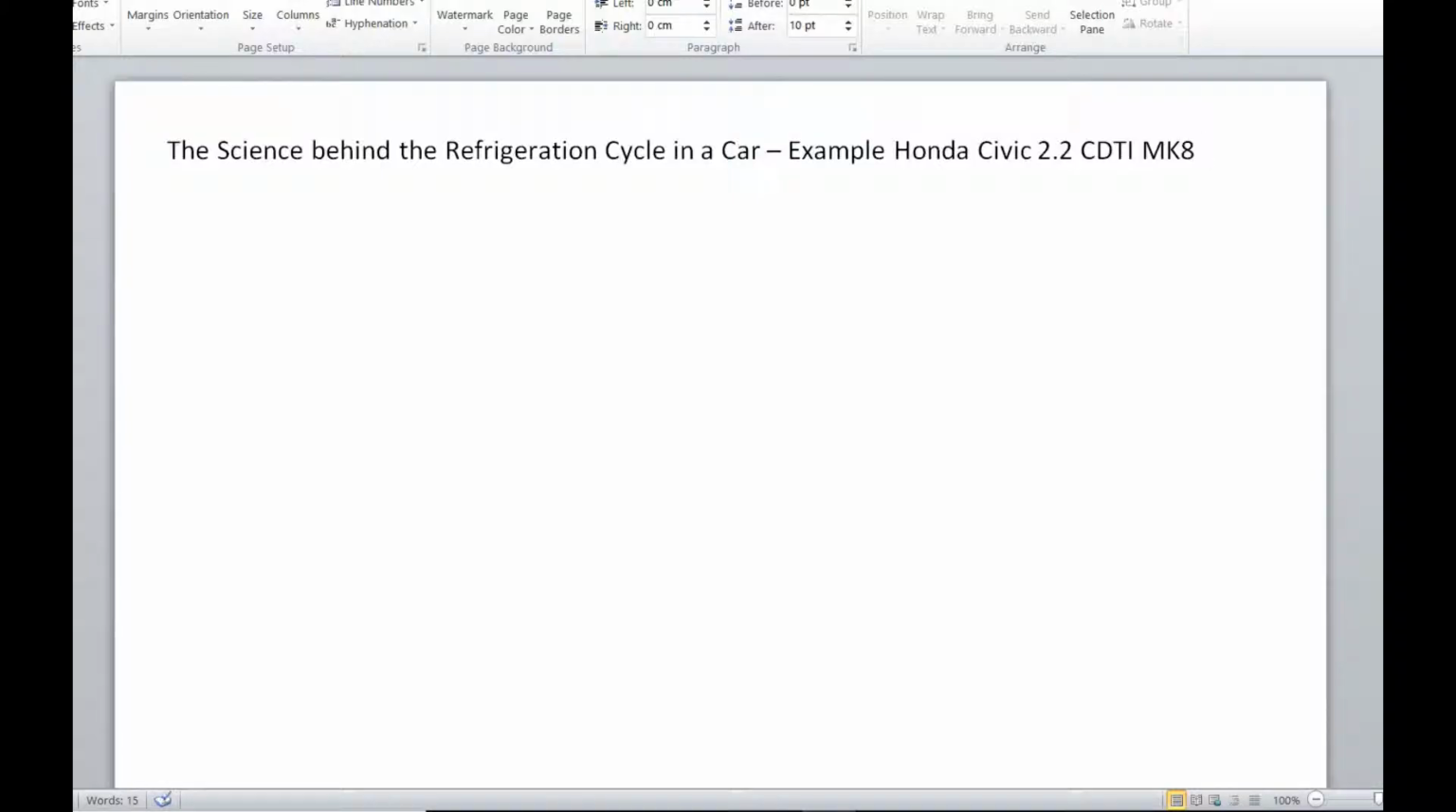Alright, in today's video we're going to be looking at the science behind the refrigeration cycle in a car. Namely, I'm going to be using an example of the Honda Civic 2.2 CDTI Mark 8, my very own one. I'll just be using pictures as an example.